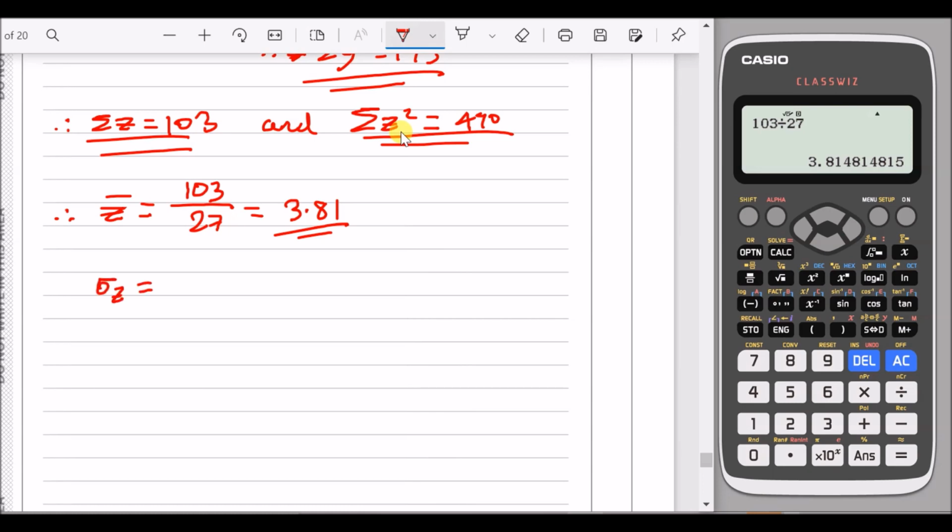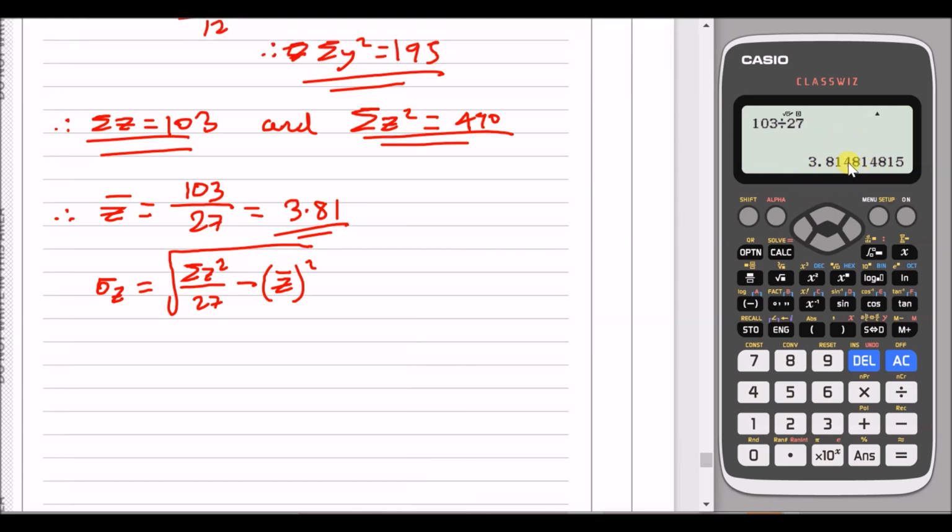This will be the sum of z squared. So I'm going to put this as a whole value here. Actually, I'll do it as a formula. Sum of z squared over 27, take away the mean squared, so z bar squared, all of that square rooted. We're going to save the previous mean as the answer in the calculator, just to simplify the working out.